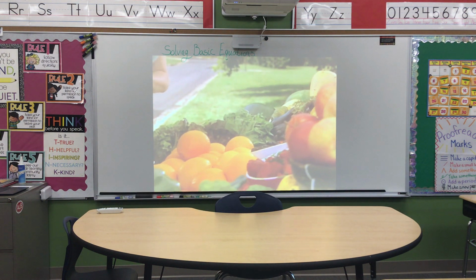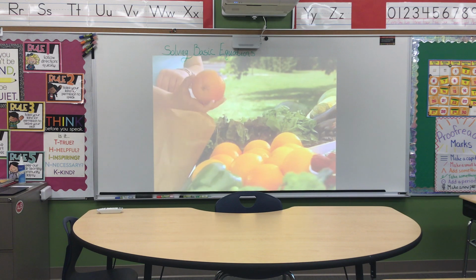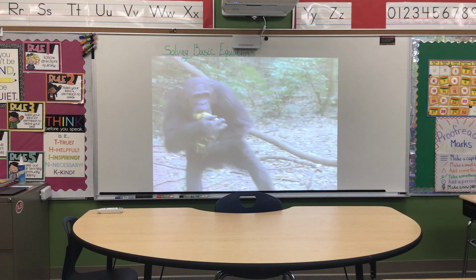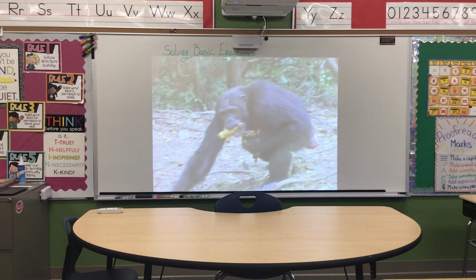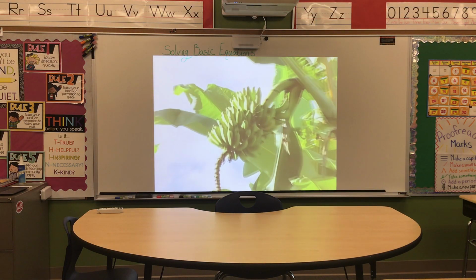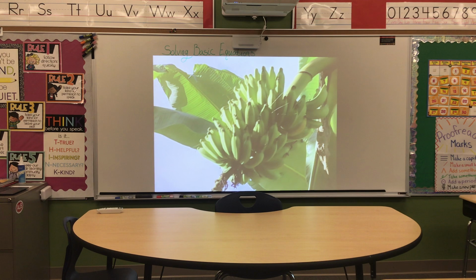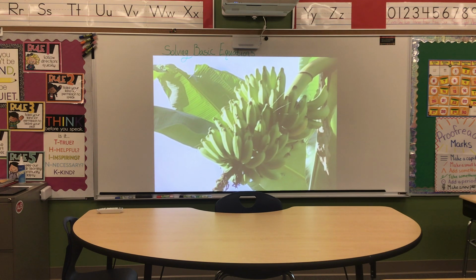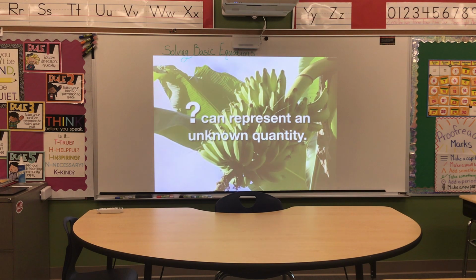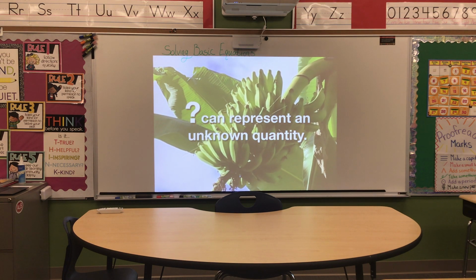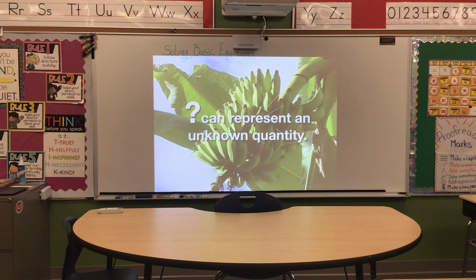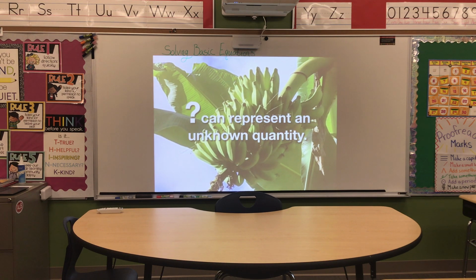Fruit comes in all shapes, sizes, color, and quantities. We all know that fruit is good for you, and these chimpanzees seem to know the value of a good treat too. Here we see a tree full of bananas, but we don't know exactly how many bananas there are. We can express that unknown quantity with a question mark when we write it in a number sentence. The question mark is the symbol for a number that we haven't figured out yet, a variable.